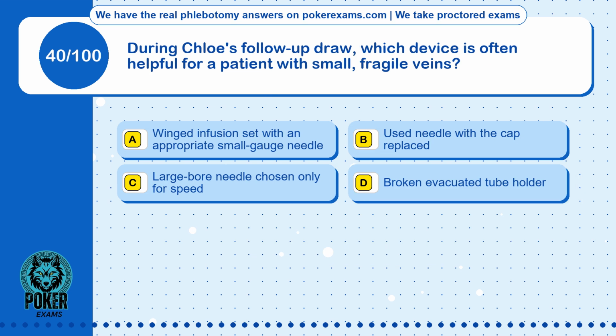Question 40. During Chloe's follow-up draw, which device is often helpful for a patient with small, fragile veins? Option A. Winged infusion set with an appropriate small gauge needle. Option B. Used needle with the cap replaced. Option C. Large bore needle chosen only for speed. Option D. Broken evacuated tube holder.